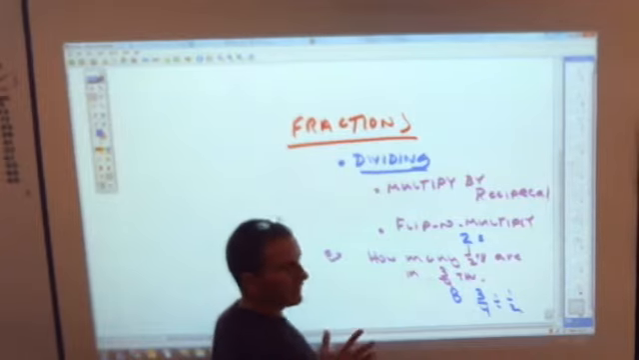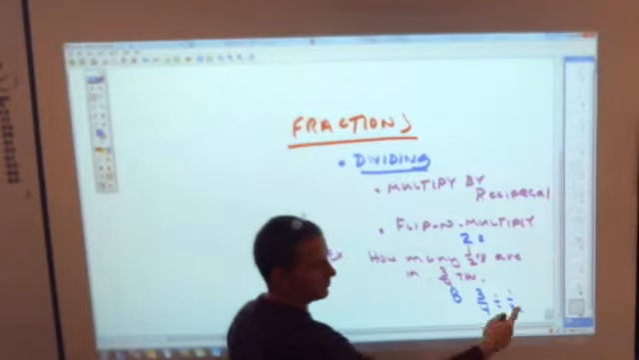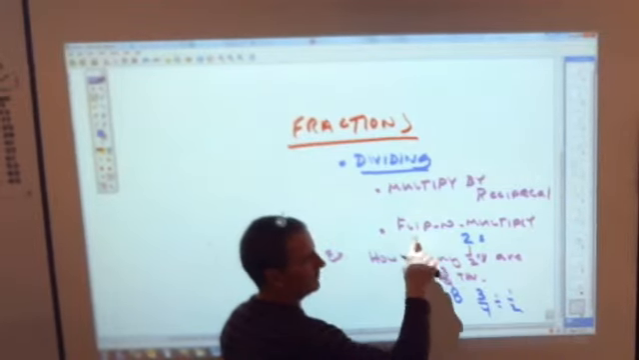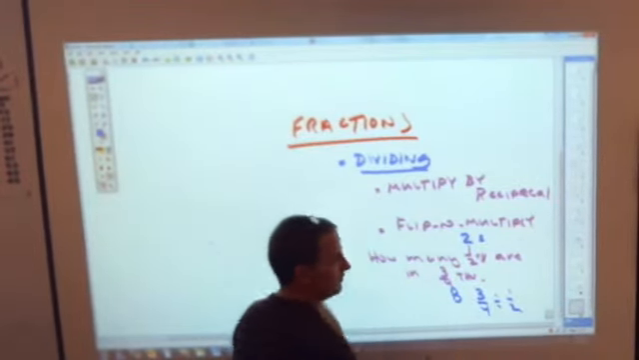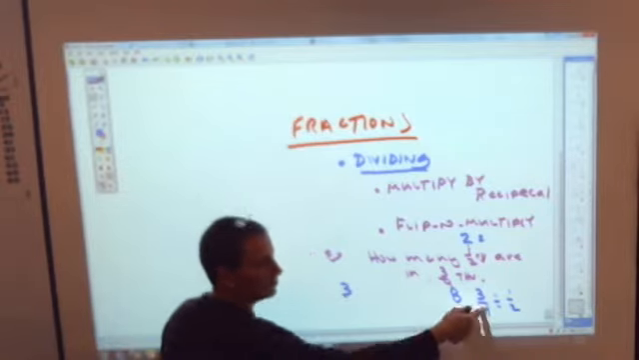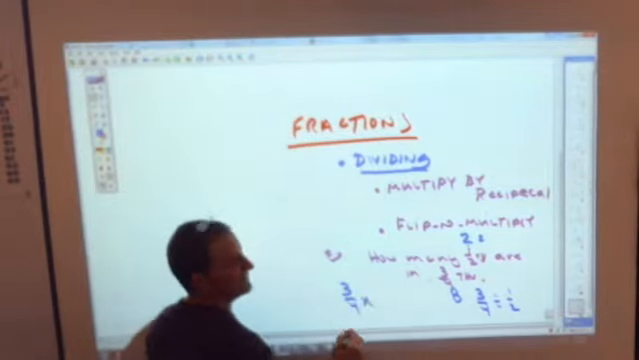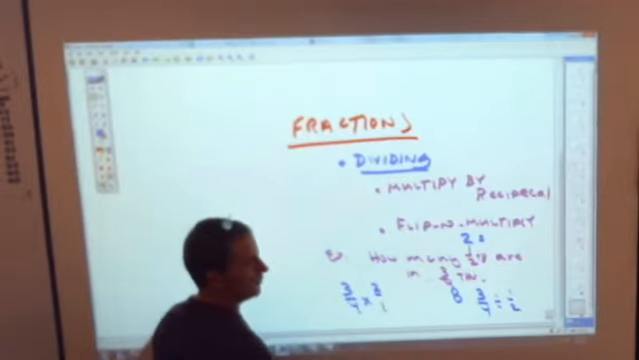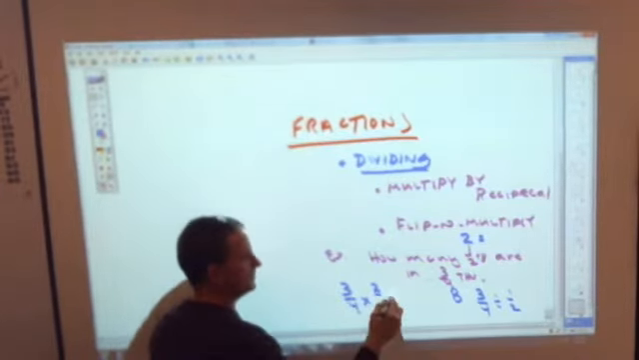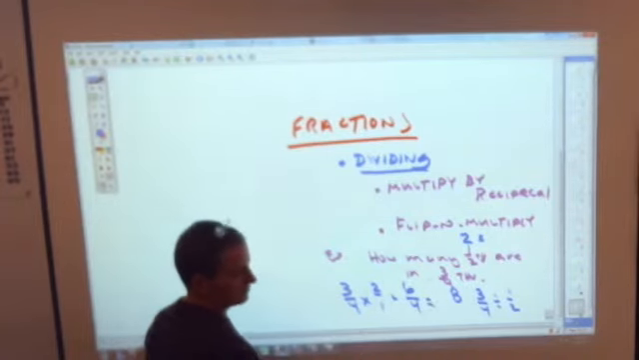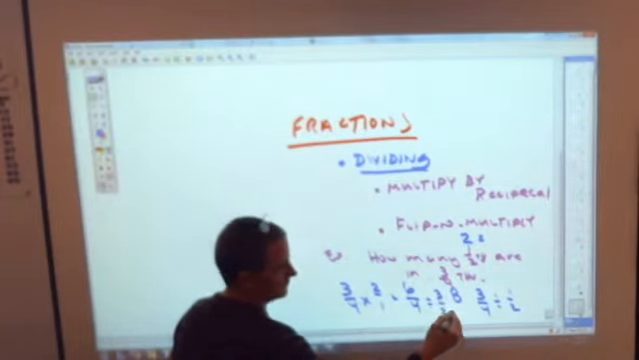There's the problem. And now that you know how to divide by a fraction, what am I going to do here? Instead of dividing by 1/2, I'm going to flip and multiply. And it's always the second one. Do not flip the first one. It's always that second one. So it's 3/4 times 2/1, which doesn't work out nicely, but it's okay. It's 6/4, which is 3/2, which is 1 1/2.